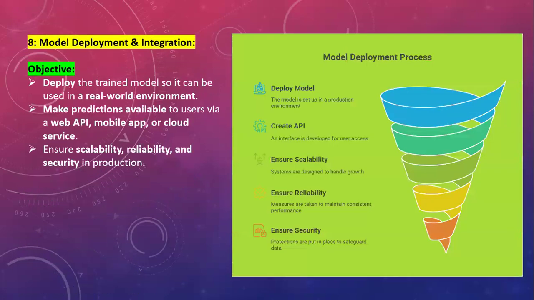Once we have evaluated the model and correctly identified the metrics, after that we are going to deploy the model and integrate it. So this process deploys the model. We are going to create some API interfaces for user access. Then we also need to make sure of the scalability, so that it can handle the requests, and also ensure the reliability and the security while deploying the model on Azure or AWS cloud.